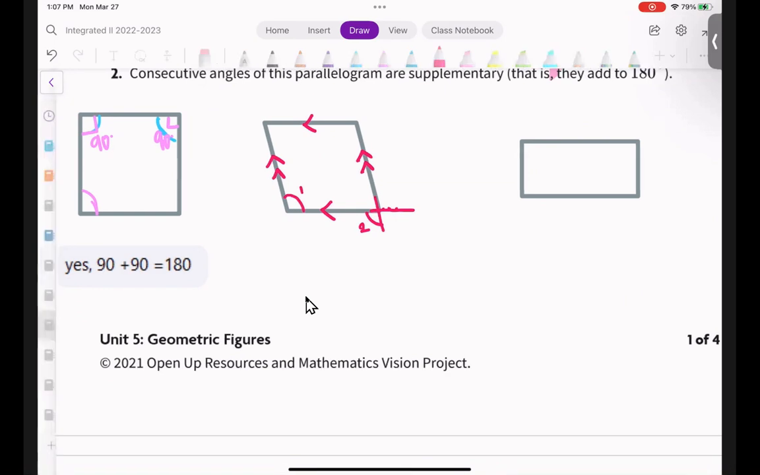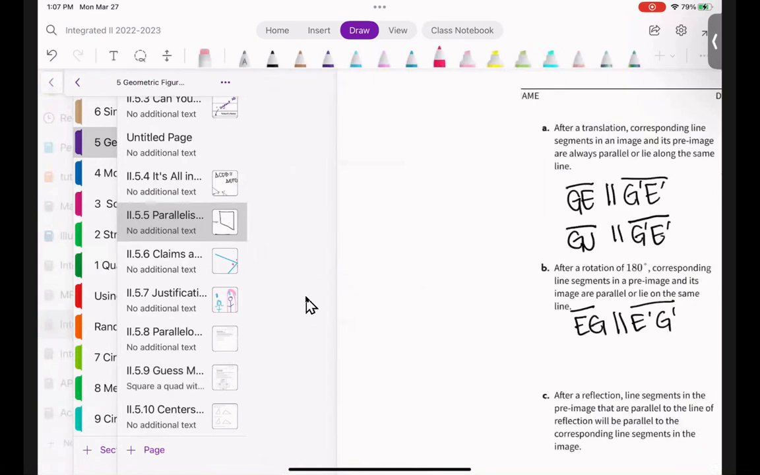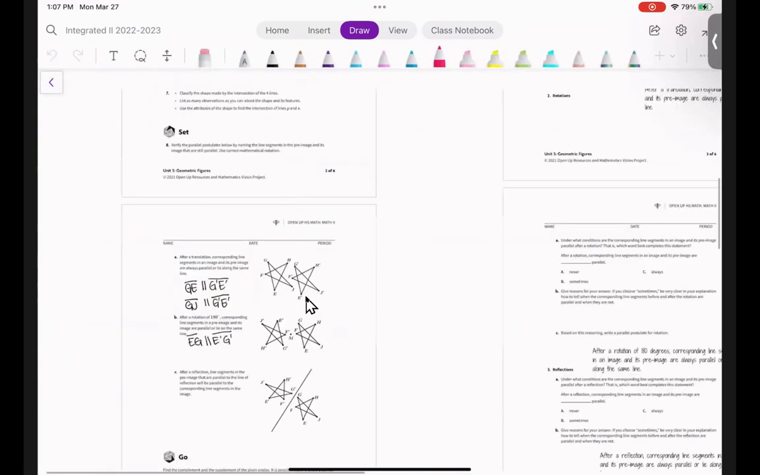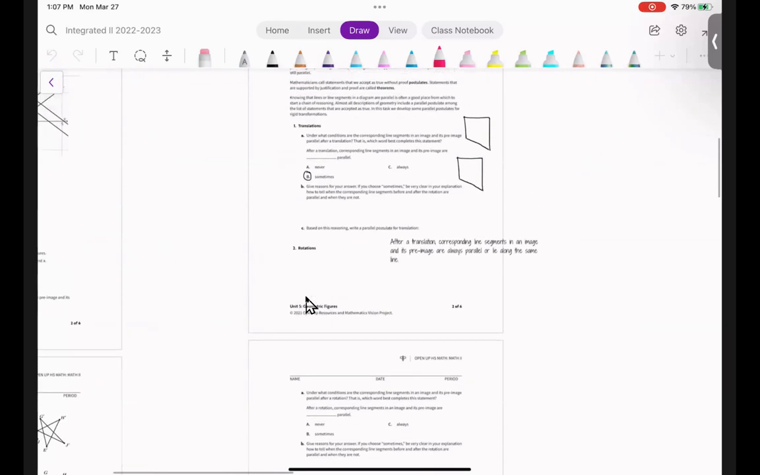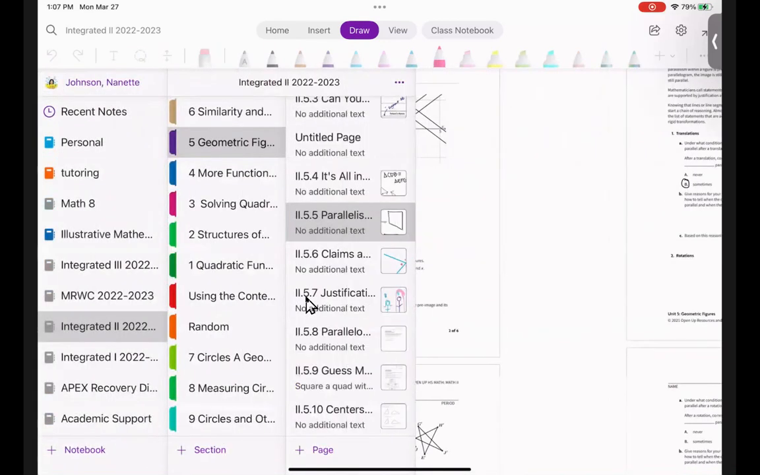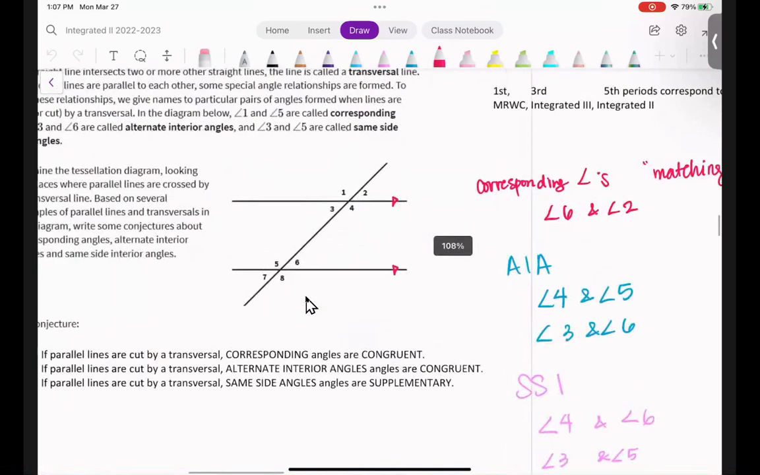No? We can look back. Where would it be? This one? I think it's here. I don't remember. No, not there. I don't. Yeah. Remember?